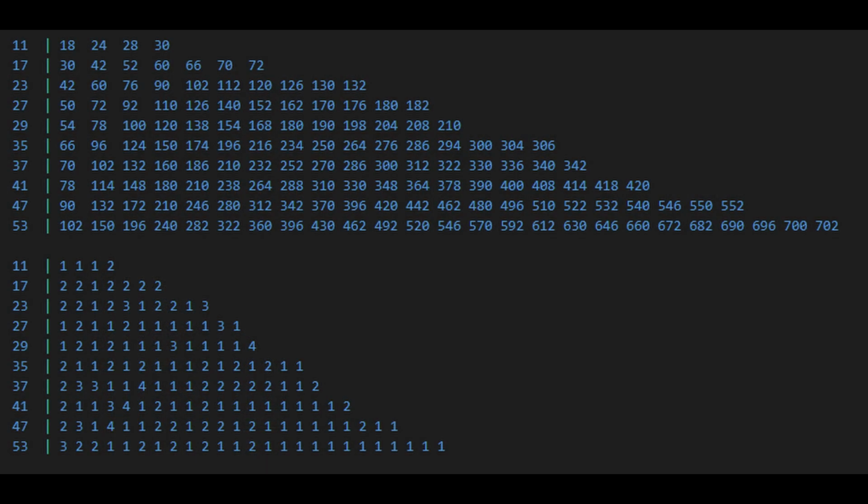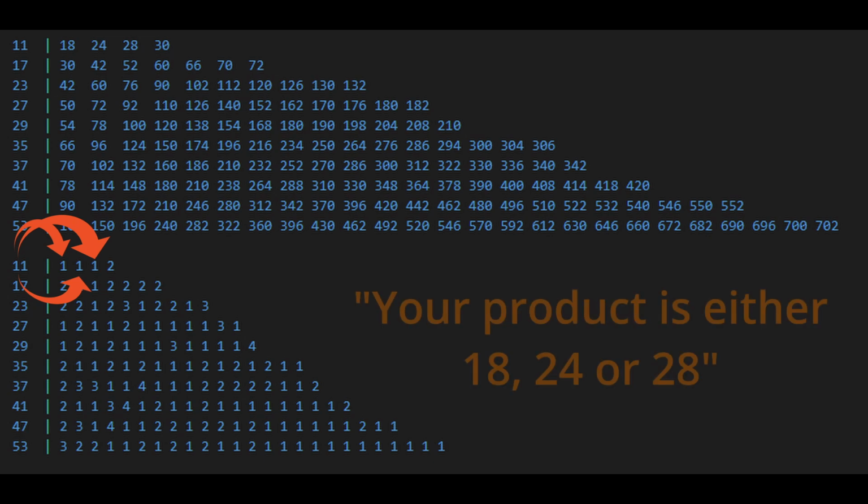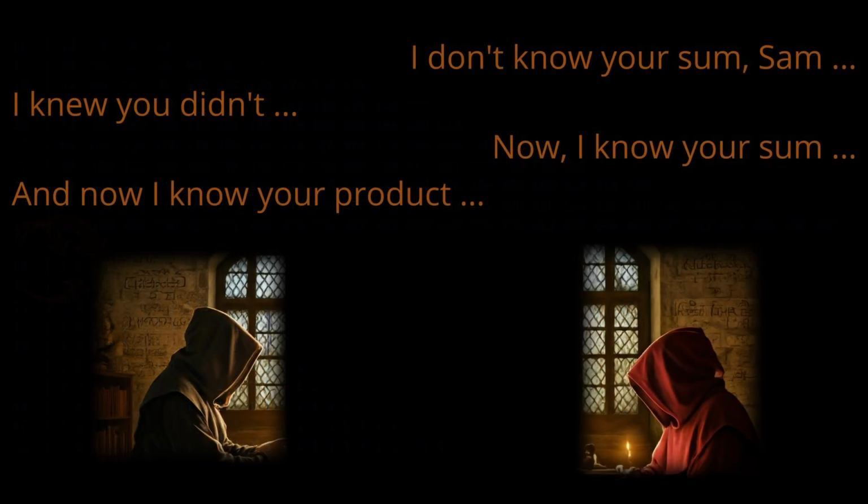Let's look at our tables again. If Prudence had the product 28, he would know that the sum is 11, because 28 is a unique product. But if Sam had the sum 11, then he wouldn't know what the product is, since there are many unique products. So Sam would have then said, "Your product is either 18, 24, or 28." But instead, Sam said, "I know your product."